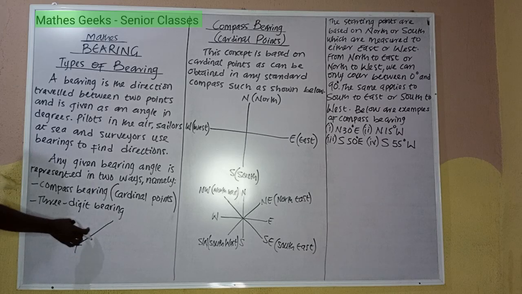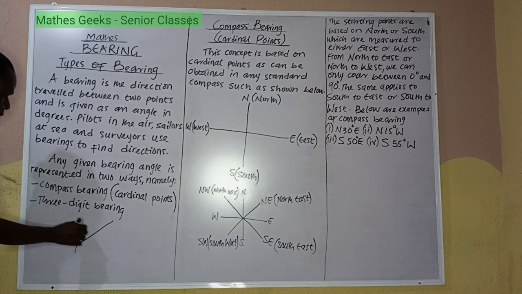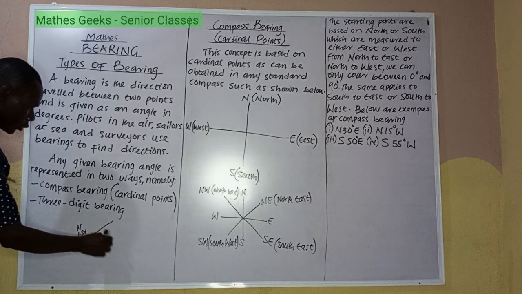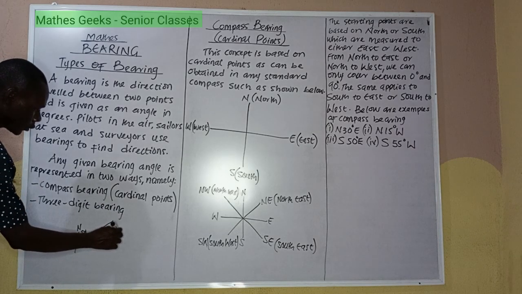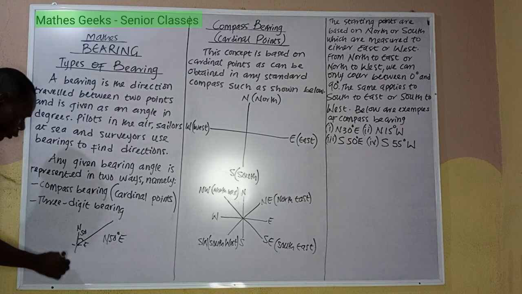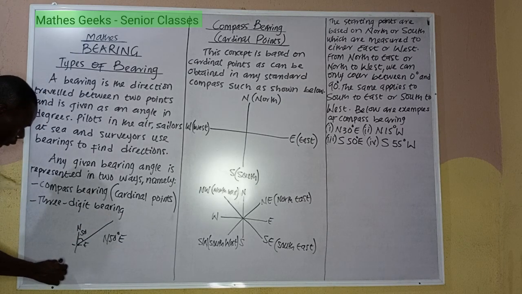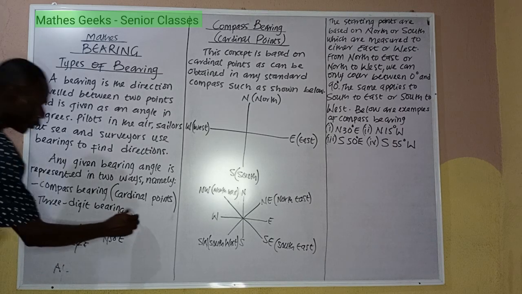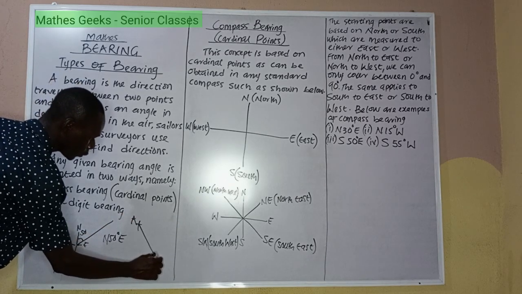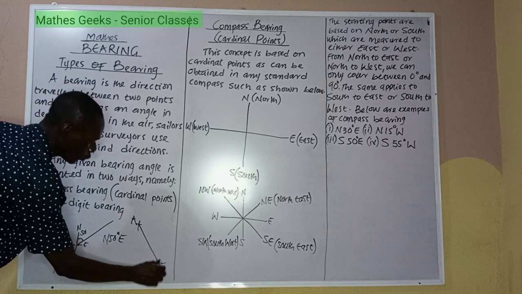So when this angle is noted, if it's 50 degrees, this is north and then this is east. So the man traveled in the direction north 50 degrees east. So that's the bearing. So if a plane flew from a place, let's say point A, you mark your cardinal points, and then come this way, then you have this point B.